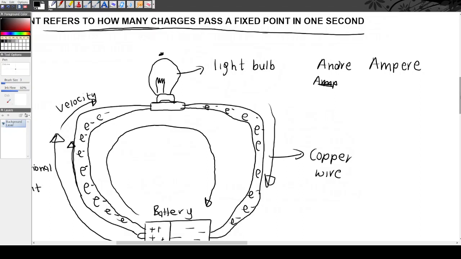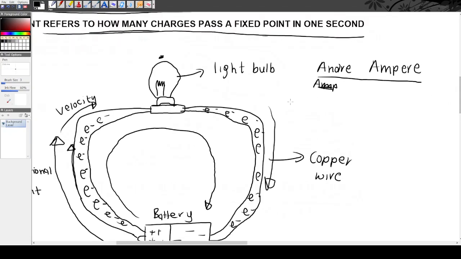It doesn't matter. But you know that there's a scientist, Andre Ampere. This guy was interested in finding how to find the speed of electrons, meaning the rate at which they flow. He wanted to find how the electrons move, at what speed, or how to find the rate at which they flow.